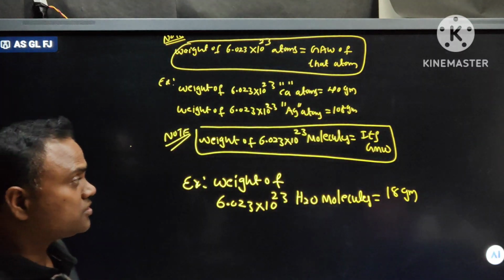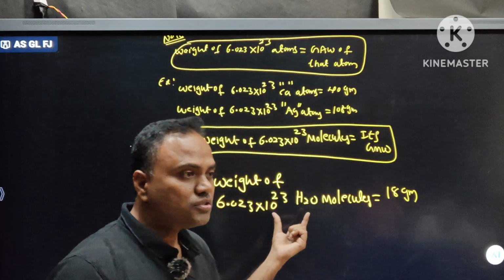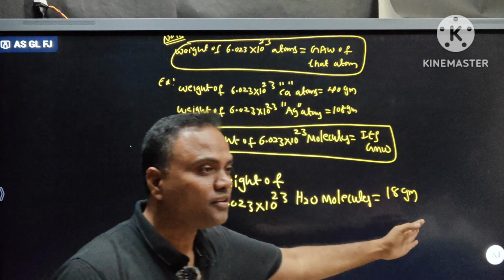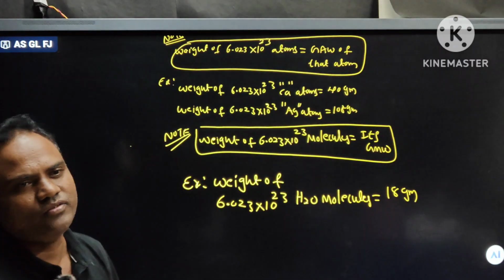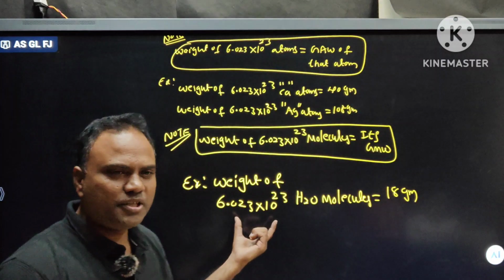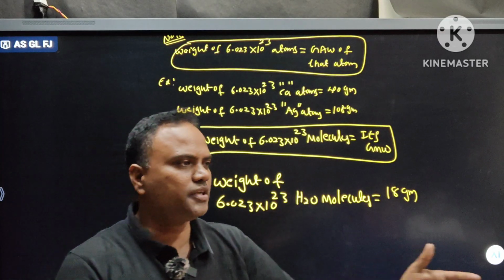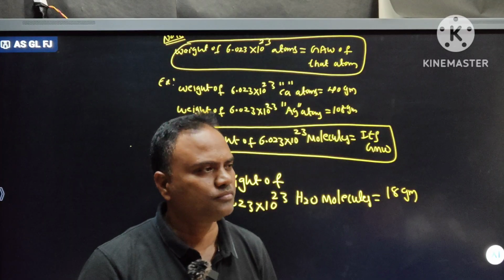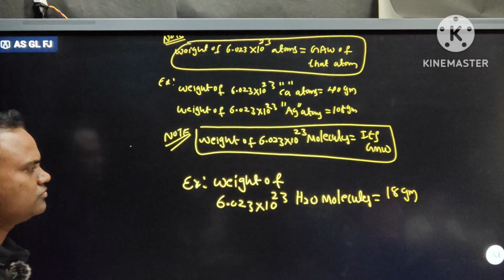How many molecules weigh 18 grams? How many? 6.023 into 10 to the power 23. These many molecules weigh 18 grams. Then Vaishnavi, what does one molecule weigh? Very good. These many molecules weigh 18. For example, if 100 molecules weigh some 20, what is 50 molecules' weight? 10. Are you getting the point? Clear?